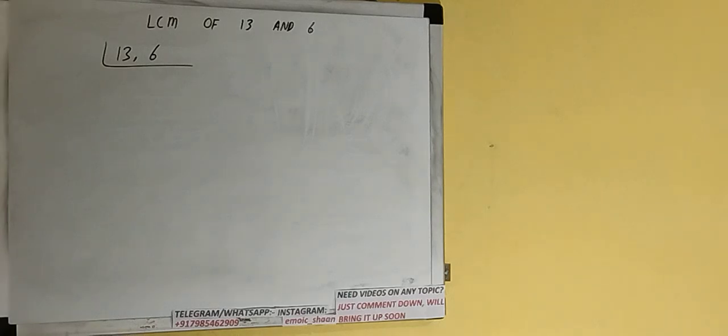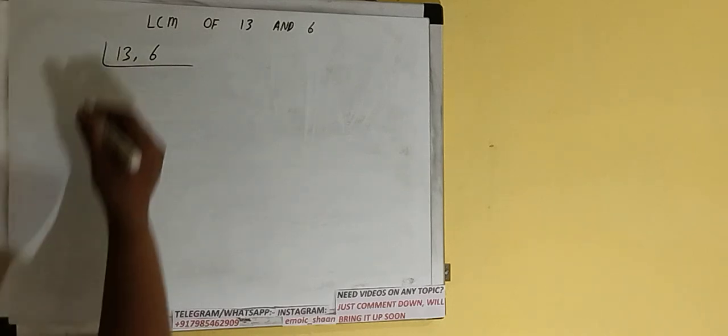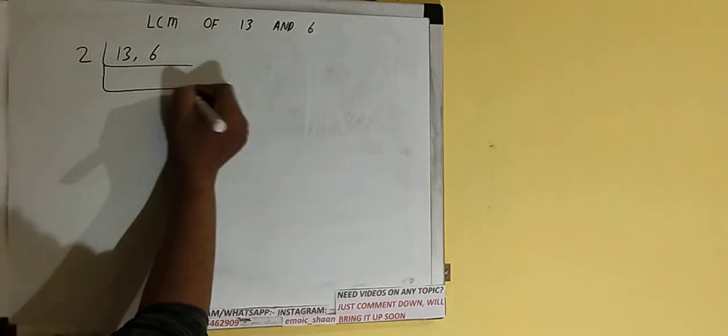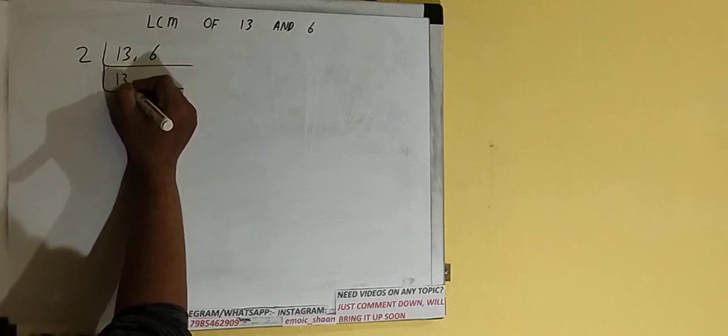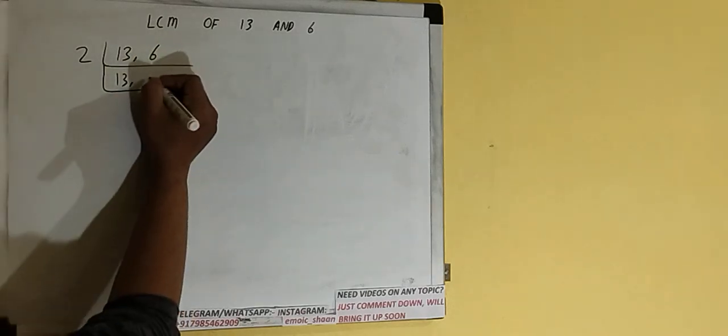Next thing we need to do is start with the lowest prime number 2 and check if any of the numbers is divisible or not. If we check, the second number is divisible by 2, not the first one. So we'll divide the second number, and the first one we'll just copy down. The second number will become 3.